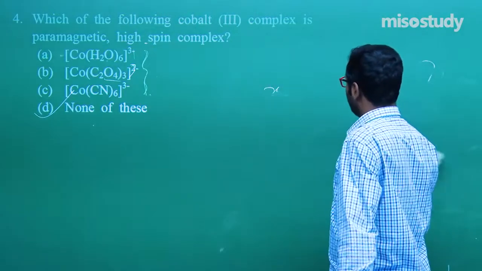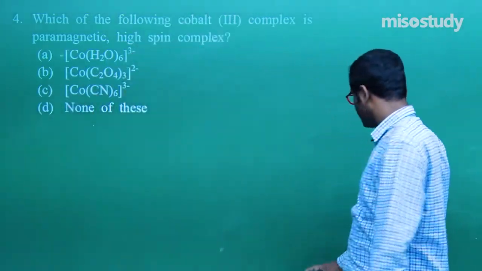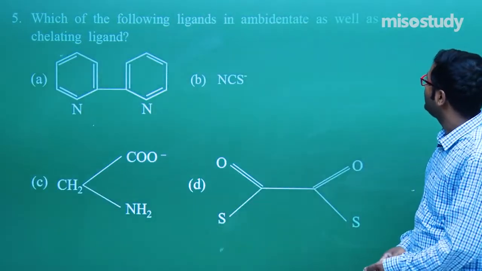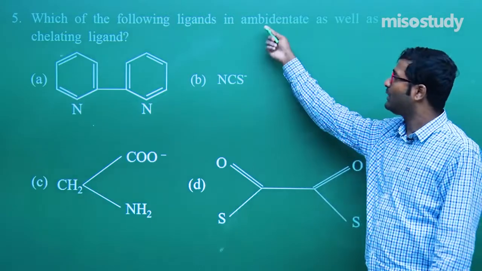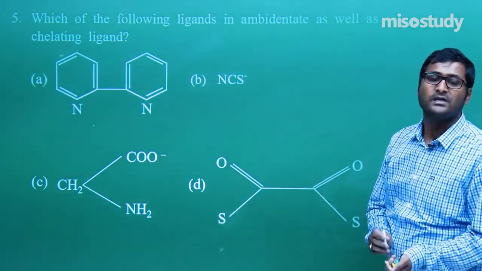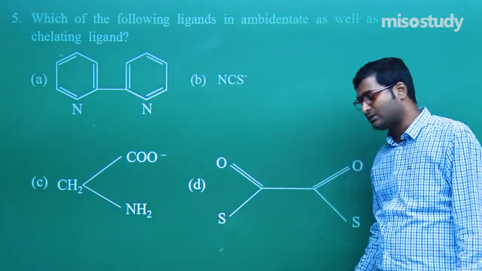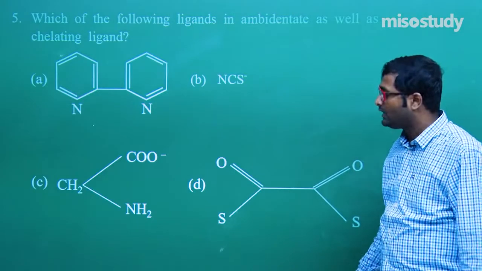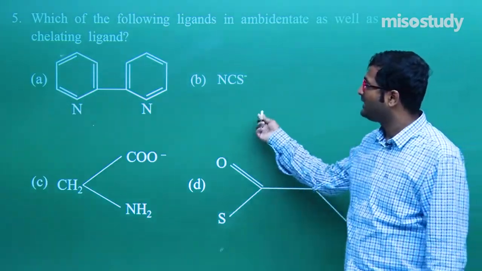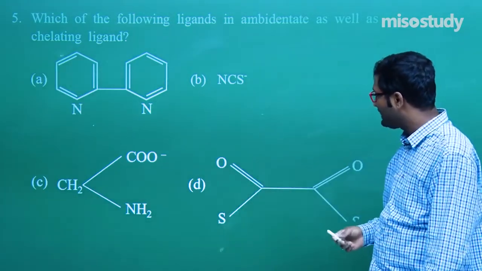Clear? Now let's move to the next question, question number 5. Which of the following ligands is ambidentate? As we know, what is an ambidentate ligand? Ambidentate ligands are those ligands which have two donor atoms, and at one time only one donor atom is attached to the central metal atom. In this case, this is an ambidentate ligand. Clear to you? Here is also an ambidentate ligand.